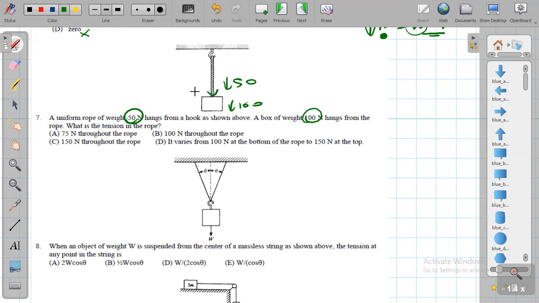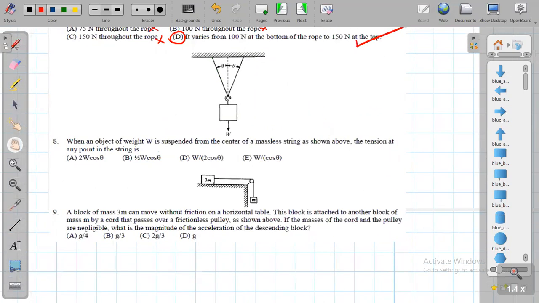Now at the bottom, this is 100. I taught you this method because this one only experiences the weight of the box. This part experiences 100 plus this 50 together, which is 150. So what is it? Not 75, not 100. So it varies from 100 Newton at the bottom to 150 at the top. Answer is here. The very simple one.